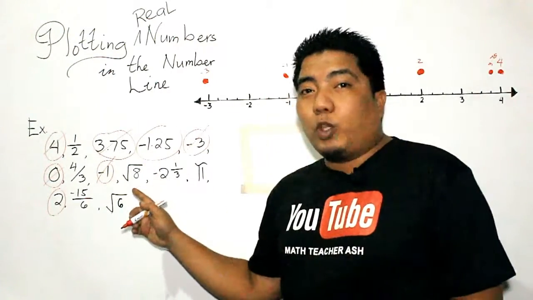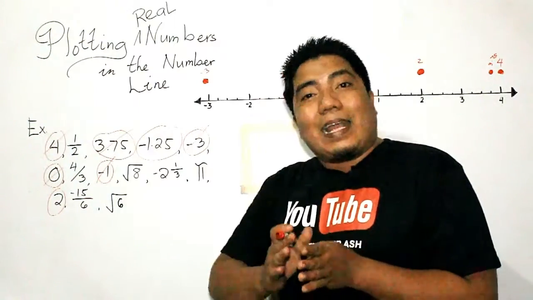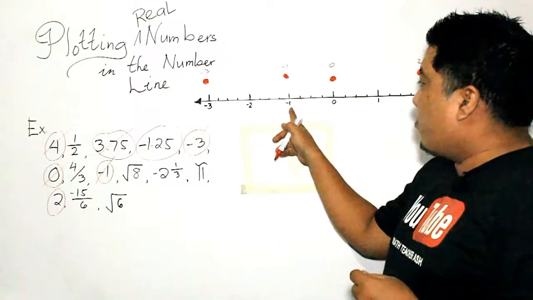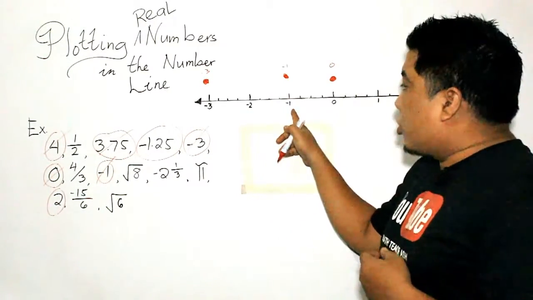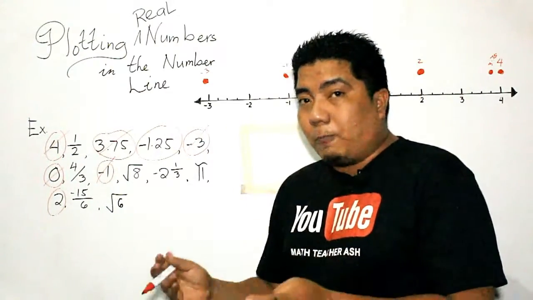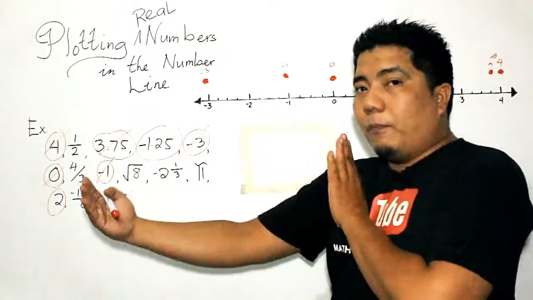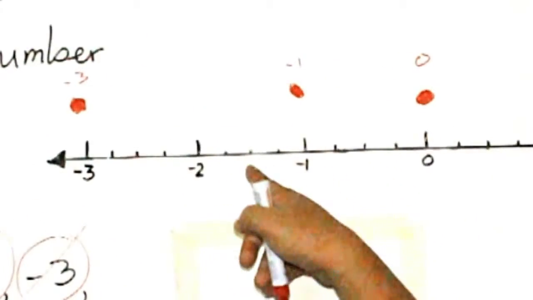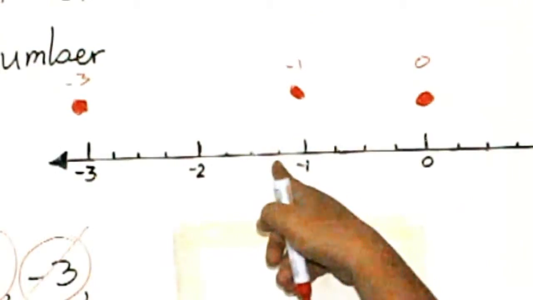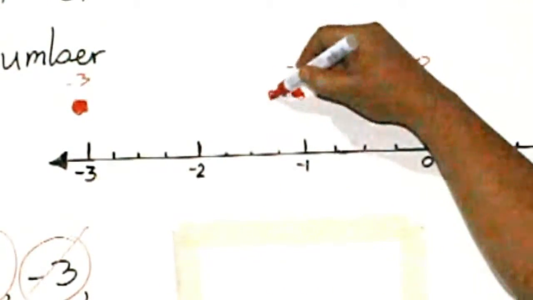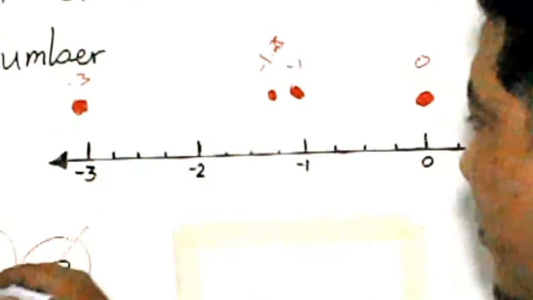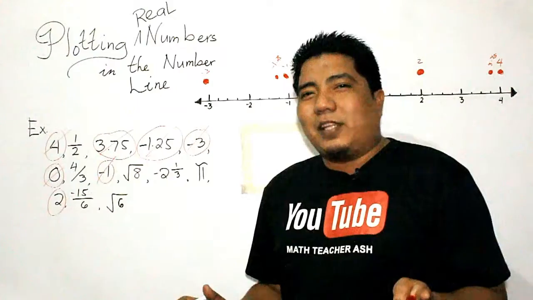Now, let us go to the next decimal, negative 1.25. So, negative 1.25 is smaller than negative 1, but it is greater than negative 2. So, that is negative 1. This is negative 2. So, negative 1.25, 0.25 is 1/4 of the whole unit. So, that is 1/4, 2/4, 3/4. So, this is negative 1.25. Okay, so that is located here. So that is negative 1.25. It is very easy, my dear math learners.